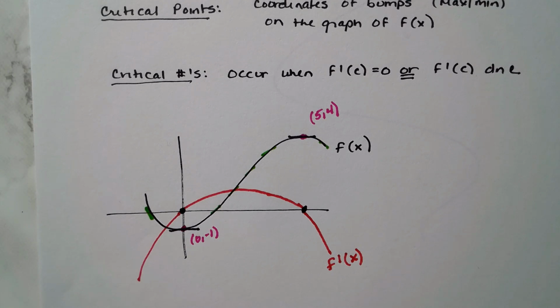Okay? The critical numbers are at x equals 0 and x equals 5. The critical points are the points 0, -1, and 5, 4 on the graph of the function. Okay, so just make sure you get that straight.